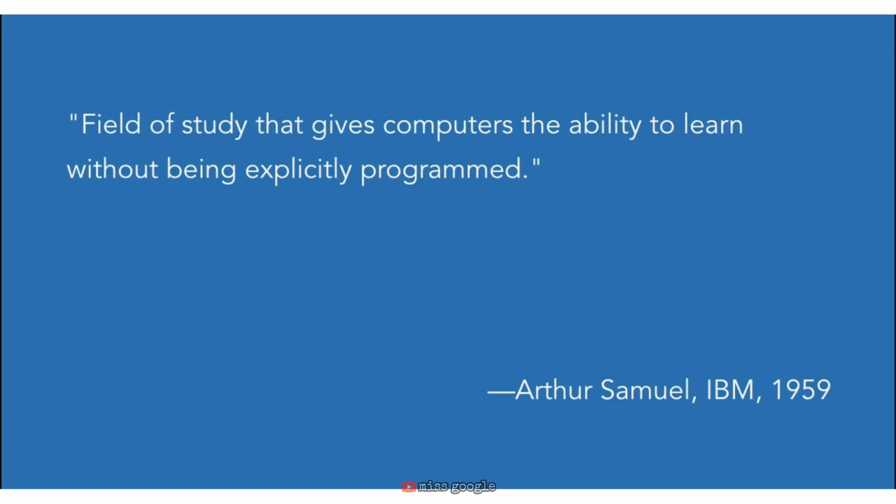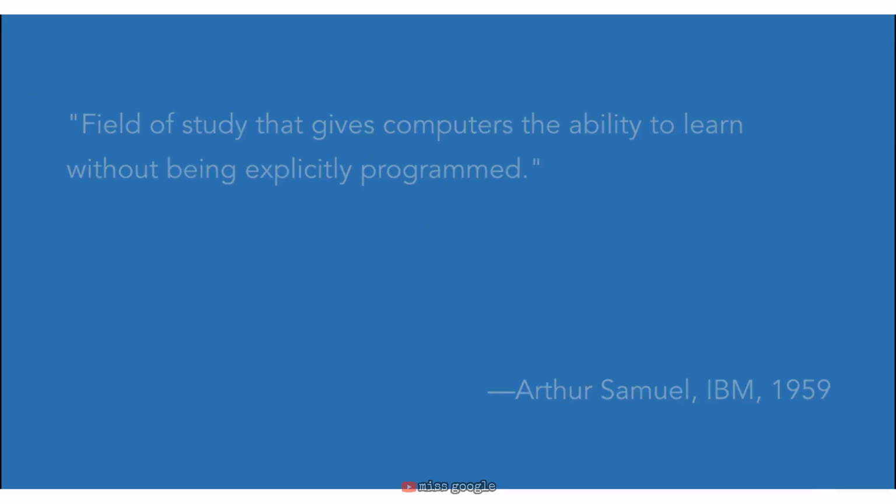The first definition comes from Arthur Samuel. Samuel is recognized as one of the first real machine learning pioneers, and he was actually the first to coin the term machine learning. He defined machine learning as the field of study that gives computers the ability to learn without being explicitly programmed. This is a pretty good definition, but it's a bit vague and seemingly magical. So let's try to get a little more concrete.